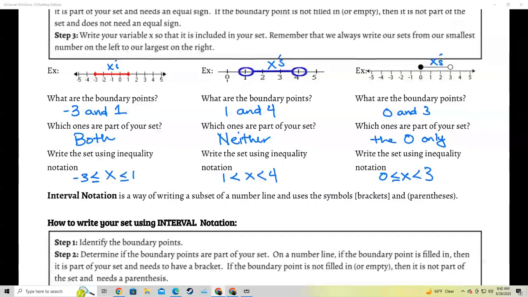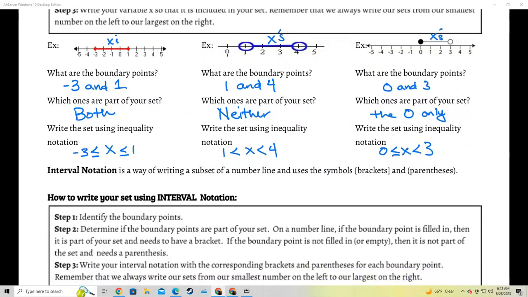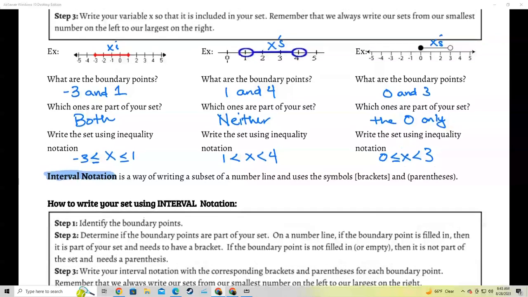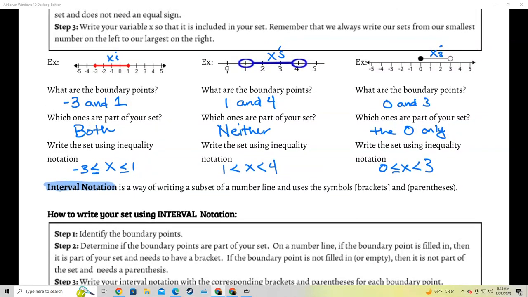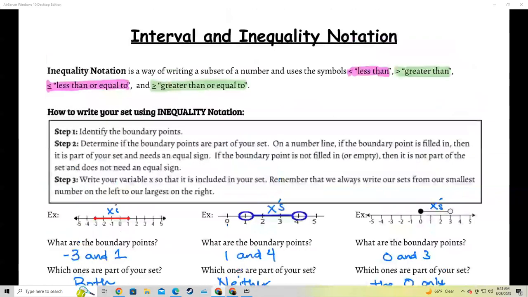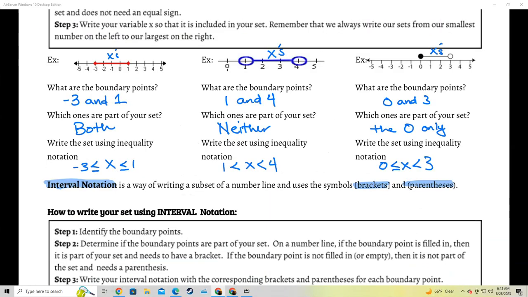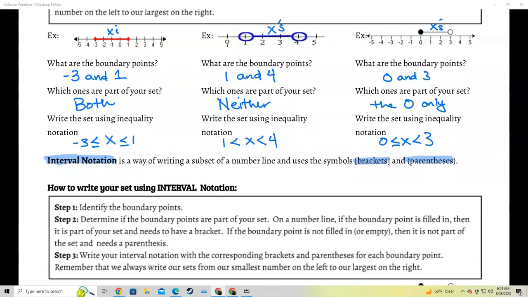We're going to do the same thing, but this time we're going to use interval notation. Let me go ahead and use a different color. Interval notation is a way of writing a subset on a number line that uses symbols like brackets and parentheses. And I just realized I did not highlight inequality notation over here. Let me go ahead and do that right now. Okay, interval notation, we're going to be using brackets and parentheses. It's kind of the same idea, but the notation is going to be a little bit different. It's no longer going to look like this, but we're going to be using brackets and parentheses instead. And actually, it does make it a little bit faster.